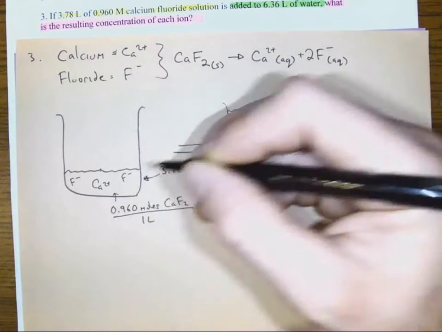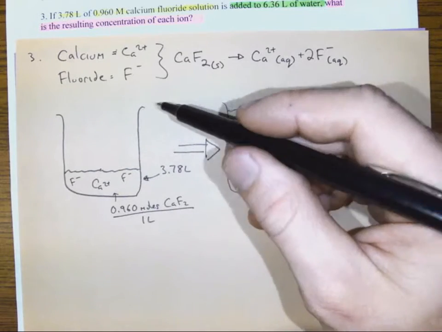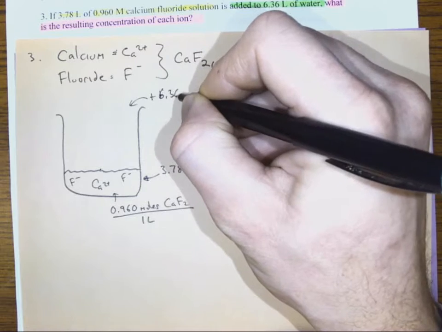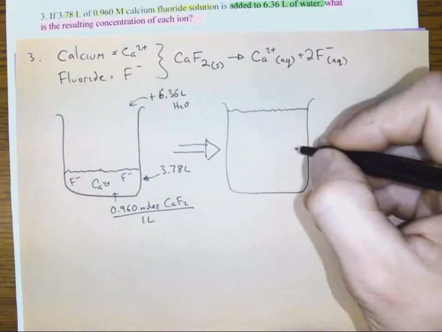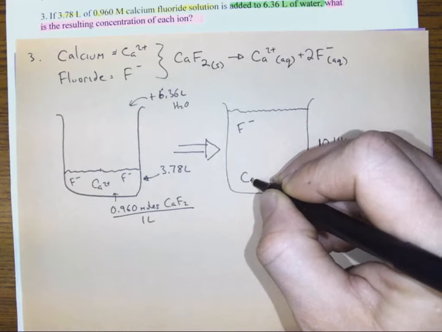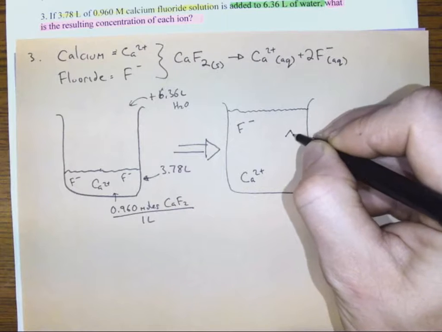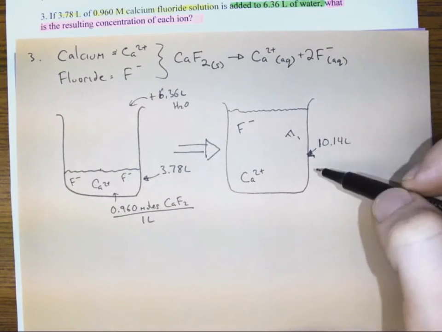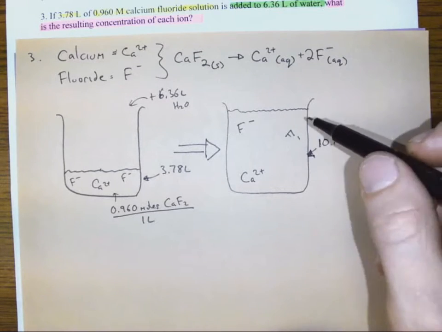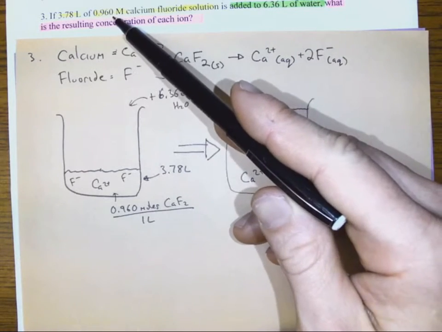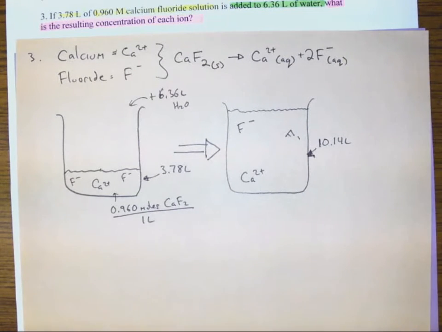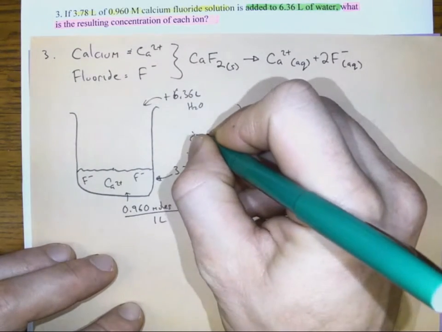All right. Now what's not changing, we're not adding anything except water. So we're going to be adding 6.36 liters of H2O. And when we come over here, we end up with the same number of ions that we had before. The only difference is how spread out they are, because now there's more water separating them. So we're going to expect the concentration here to decrease as we add more volume. So this is what we call a dilution.